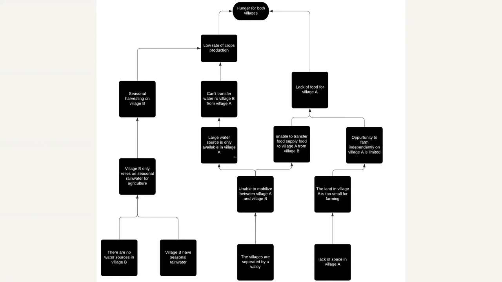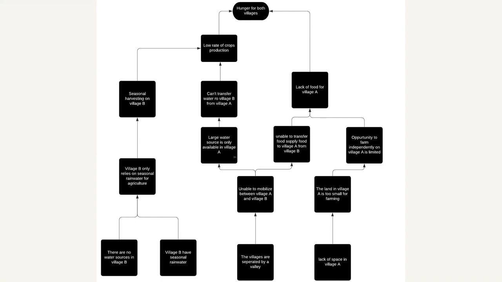First of all, we will look at village A's perspective. As mentioned previously, village A's land is too small for farming, therefore limiting the potential of having them independently produce their own food. Next, we will look at village B. Since there isn't any consistent water source in village B, they can only rely on occasional rainfall for their farm, limiting them to only being able to harvest seasonally.